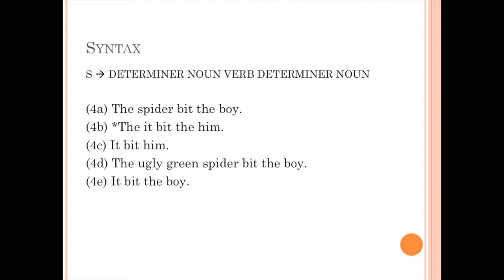You may have heard that pronouns are words that can replace nouns, but that's not entirely accurate. If it were accurate, then sentence 4b would be grammatically correct. It isn't because a pronoun actually replaces a noun phrase, and so you can use this substitution test to determine what is actually a part of the noun phrase and what isn't. Notice that in 4d, the ugly green spider can be replaced by it. This shows that the ugly green spider is a noun phrase.